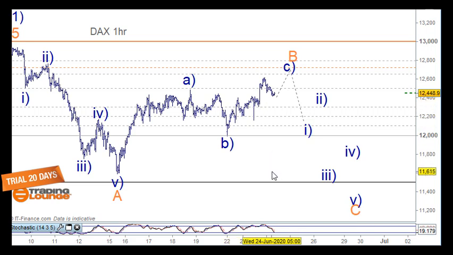So we're looking for 5 waves in this structure, in line with the S&P 500. I'm thinking that we've got 5 waves to here for 1 and 2, and then 1, 2, 3, 4 and 5 for the 3rd wave, back for the 4th and up for the 5th wave here.